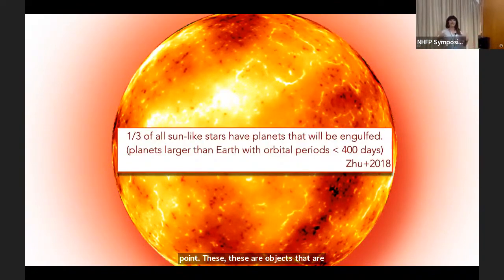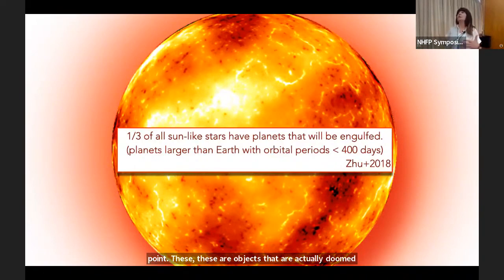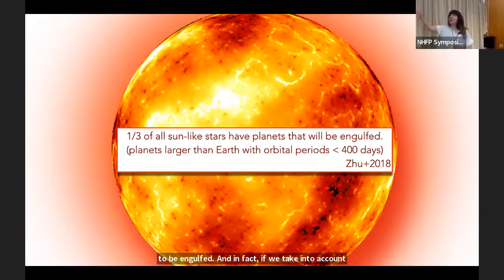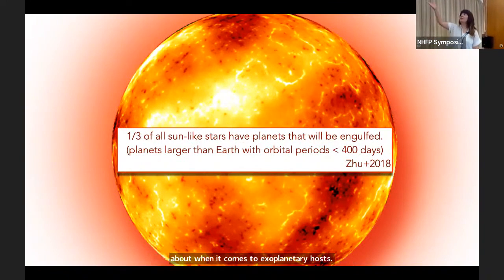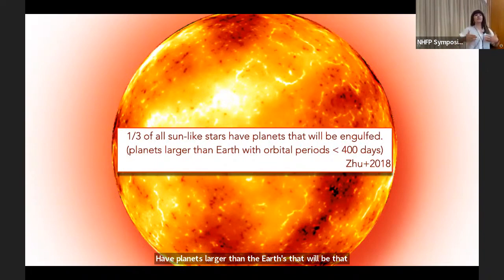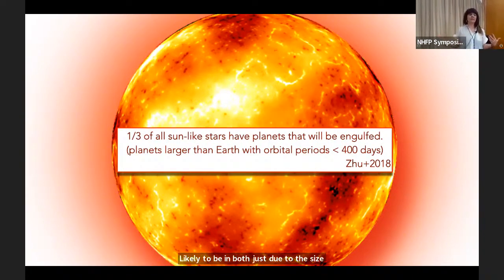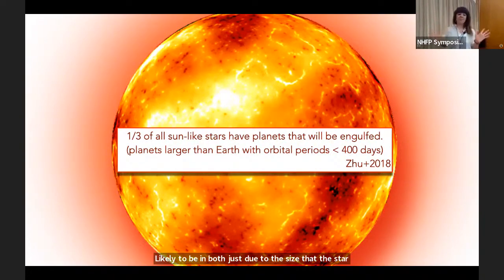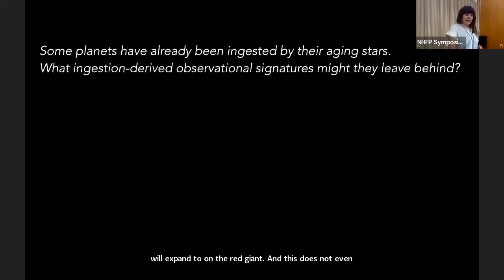And in fact, if we take into account occurrence rates and try to remove these biases, a third of all sun-like stars, what we know the most about when it comes to exoplanetary hosts, have planets larger than the Earth that have orbits shorter than 400 days, likely to be engulfed just due to the size that the star will expand to on the red giant tip. And this does not even account for rocky bodies, which are also very interesting in other ways.